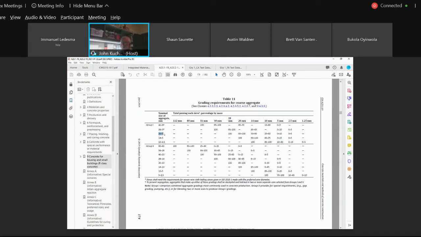Okay? Any questions so far? No? So this is the one we're using. There's your grading limits there. I can't highlight them because CSA won't allow that. Can't do anything with CSA, just read it. They've locked everything out. Okay? So these are the grading limits, table 10 and table 11, part of A23.